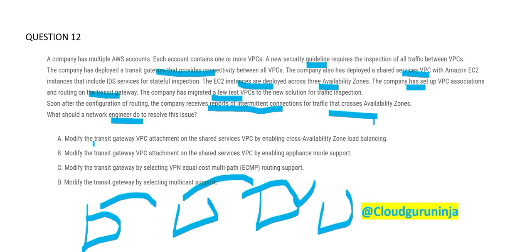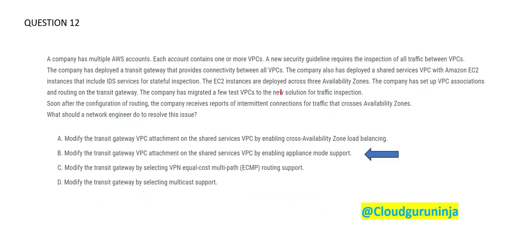So there are two options. You first modify the transit gateway on shared services and enable cross availability zone load balancing. This is exactly what we don't need, because that is the problem. It is already crossing the availability zone. We don't need that, so A will not work. B says use the transit gateway and select VPN equal cost multipath routing support. See, in this case, the right answer is you have to go with the appliance mode support, because it ensures that traffic flows consistently inside the VPC. It flows consistently. That is exactly what you need in this case.